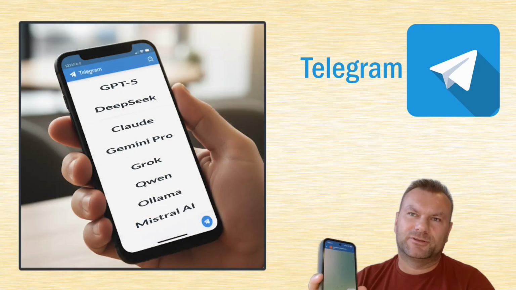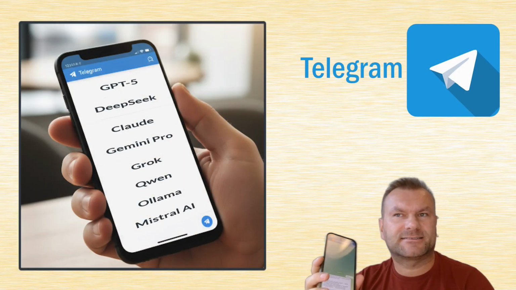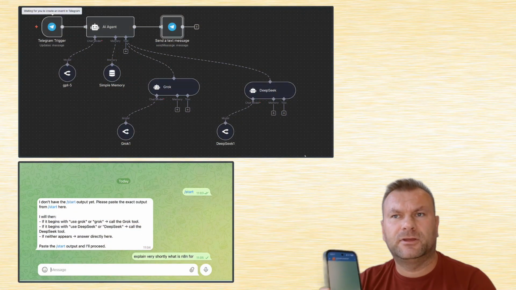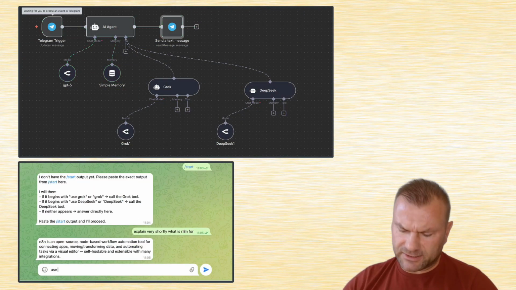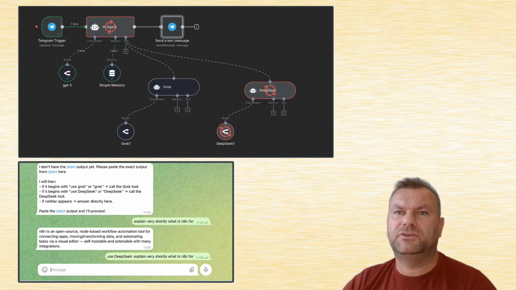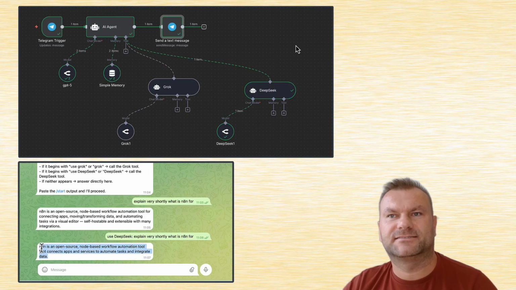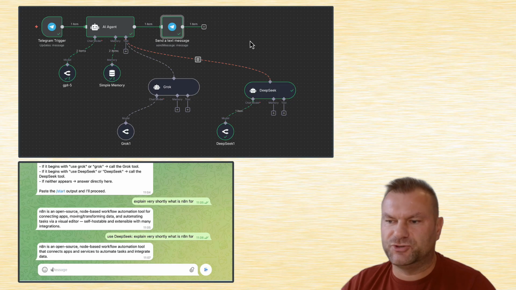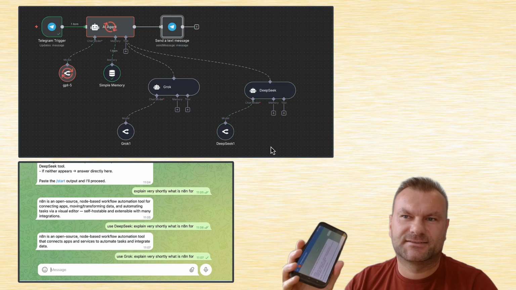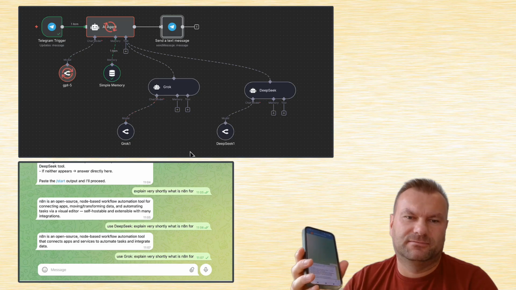This is a Telegram bot that is running on my phone that can access any large language model I want. It connects to my n8n platform, and let me show you how it works. If I type, for example, use DeepSeek, I will get an answer from DeepSeek. If I say use Grok, I will get an answer from Grok. And I can get an answer from GPT-5, Gemini, whatever I want. This bot has basically access to any available language model that you could think of.